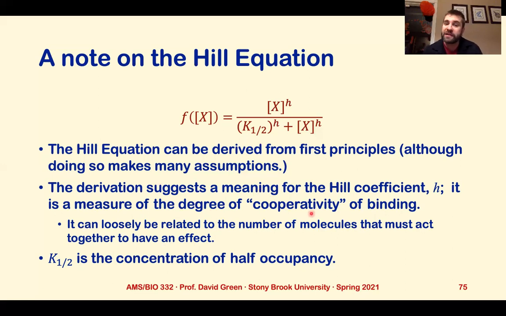This degree of cooperativity can be loosely related to the number of molecules that have to act together to have an effect. If there are 2 binding sites and there's strong cooperativity between them, you might expect a Hill coefficient close to 2. If there are 4 binding sites with high cooperativity, you might expect a Hill coefficient close to 4. For hemoglobin, for example, the fit Hill coefficient is 3.7, 3.8, or something like that. It has 4 binding sites. This is only a loose relationship.